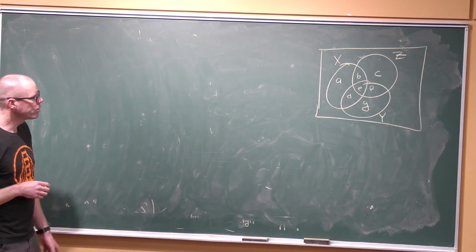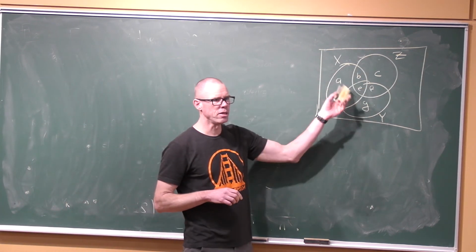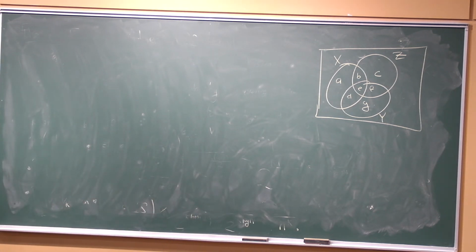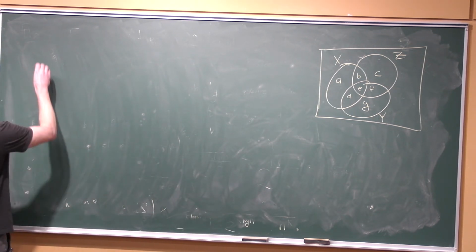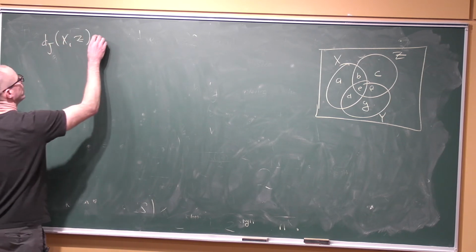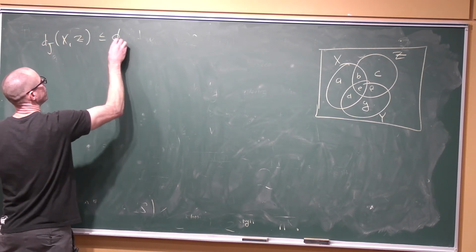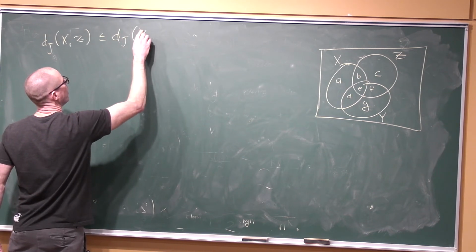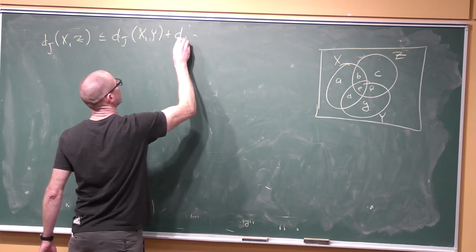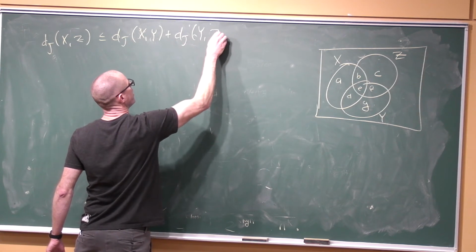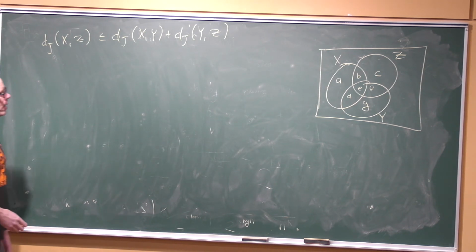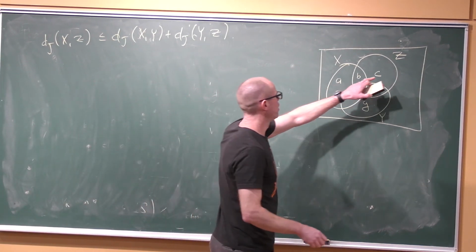Right? So give those things names: A, B, C, D, F, G. And so the triangle inequality says something like, well, the distance from x to z should be less than or equal to the distance from x to y plus the distance from y to z. And you can write down what that means. What's the distance from x to z?